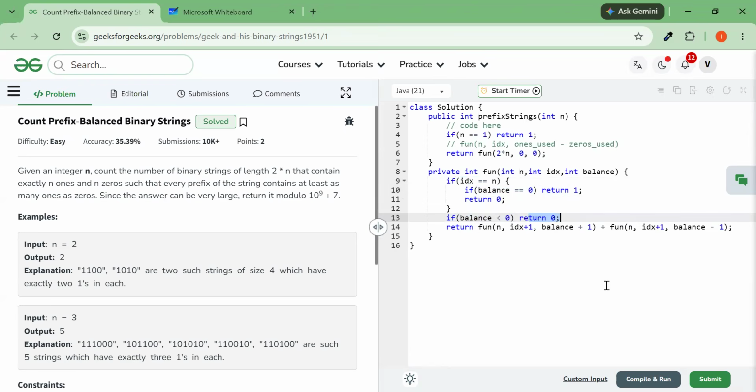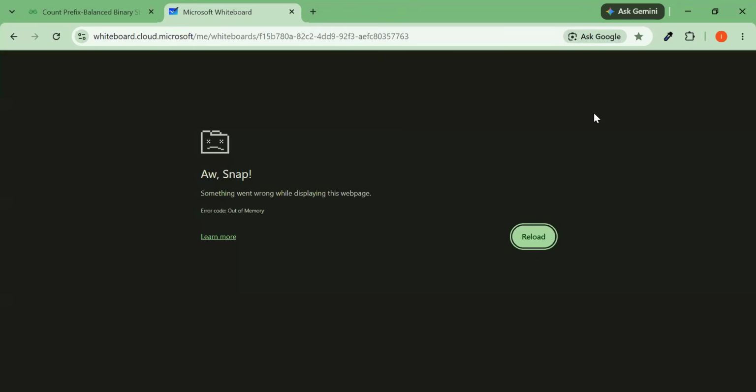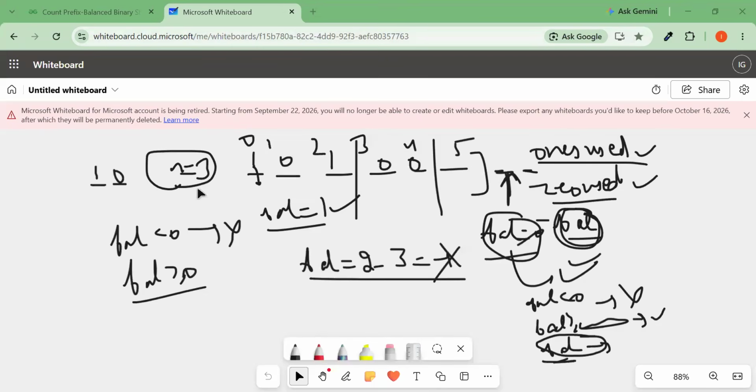But the third case is if both these conditions are fulfilled, it means you have not reached the last index and your balance is also greater than or equal to 0. So you have two possibilities: either you will put a 1 at that particular index, or you will put a 0 at that particular index. Consider it like this: you have given number of balances, 1 0, and what are you going to put here?